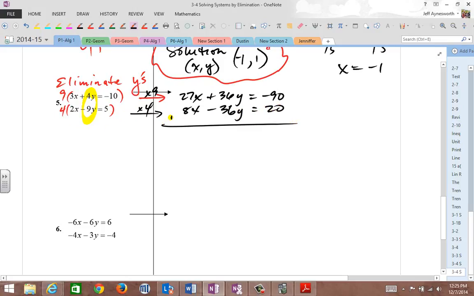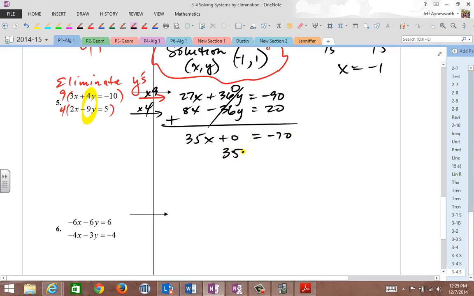And then you add vertically. Okay, so 27x plus 8x is 35x. These cancel out. So plus 0 here, all right, is equal to negative 70.